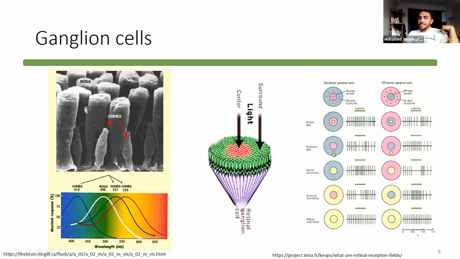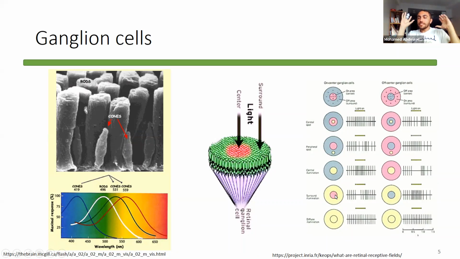But if you shine a light at the off area, basically each cell is responsible for different parts of your vision field. If you shine light at the off part, then you're going to actually decrease the spiking rate, while if you shine more light on the on part, then you're going to get a lot more spikes. And also if you shine light on the outside part, which is supposed to be off.